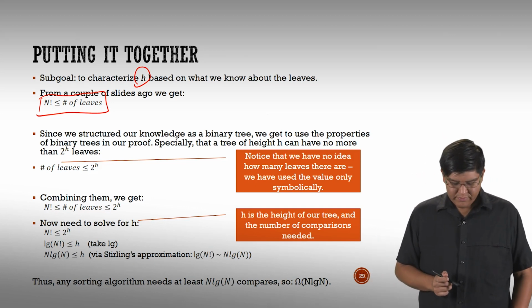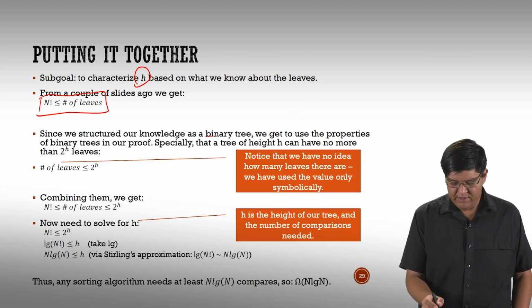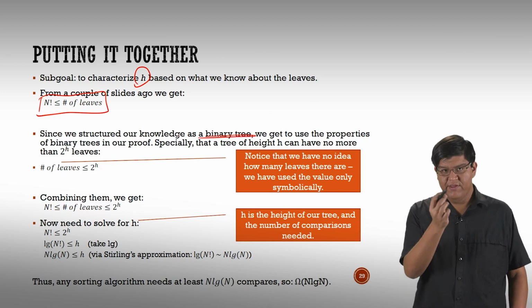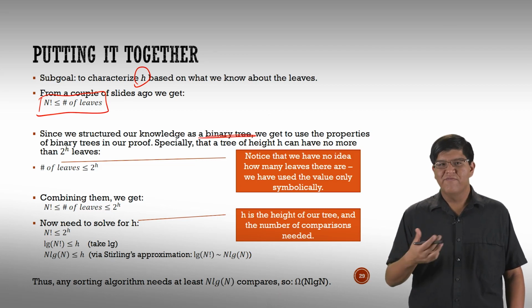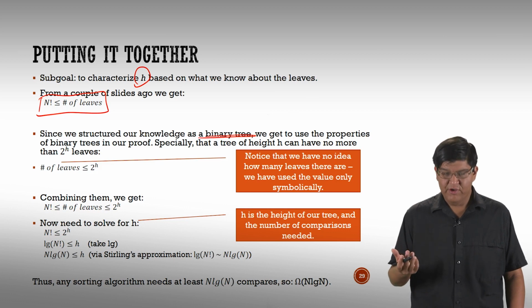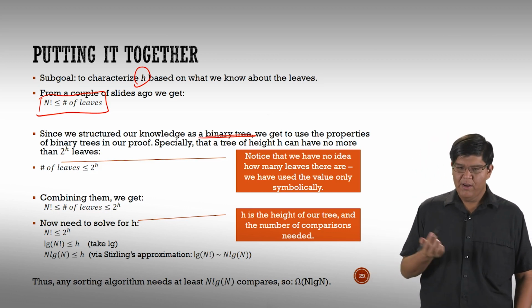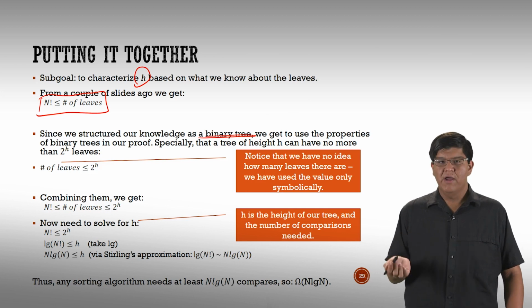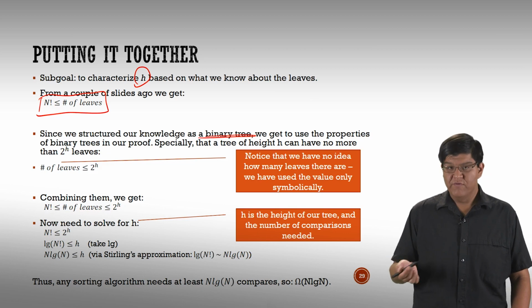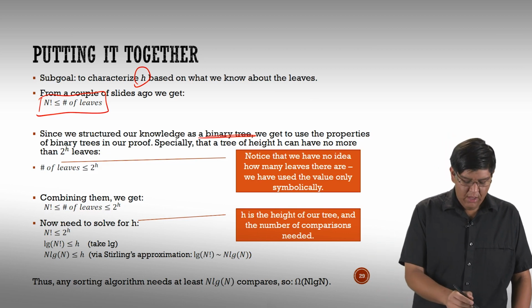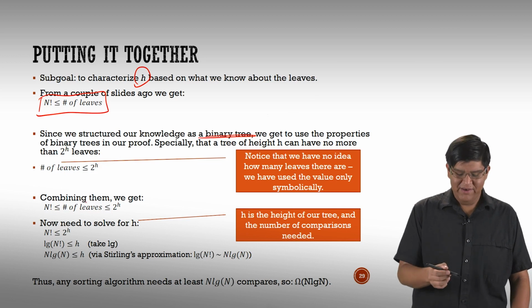Now, the second thing we know is that our tree is structured as a binary tree. Our decision tree is a binary tree because we have these yes/no questions, is something less, yes or no. It's a true or false thing. It's a binary decision, so we have this binary tree that holds all of those decisions. Now, if I have a binary tree, there's another formula that says the following. For a binary tree of height h, the number of leaves is going to be less than 2 to the h.